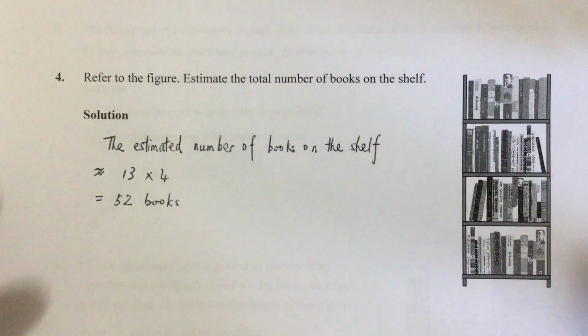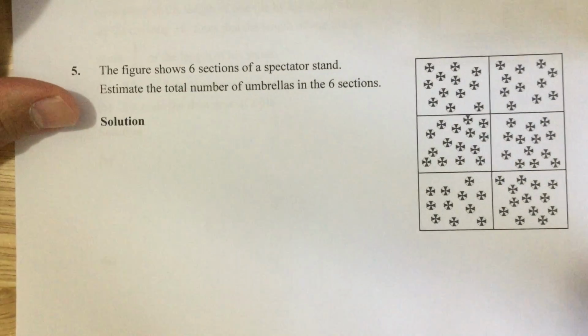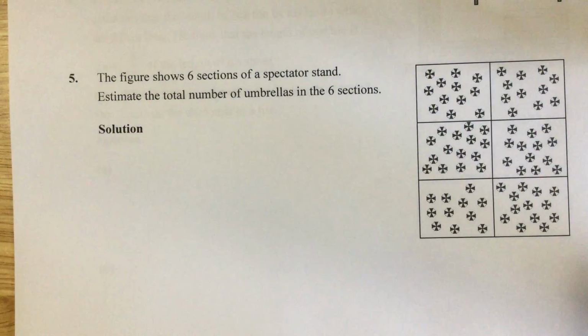And then I'll give you 30 seconds. Why don't you do question 5 by yourself first? What are the total numbers of the umbrellas in these 6 sections?